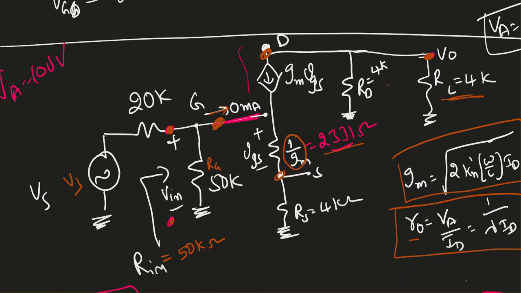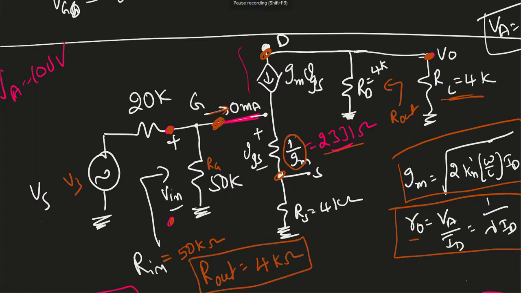Same thing here for output resistance. When finding output resistance, I shouldn't have any input source voltage, so my VGS is going to be 0 and this value becomes 0. Looking at my output terminals, my output resistance Rout is going to be only 4 kilo ohm in this case. When we're finding output resistance, you shouldn't include the load resistance because this is the output resistance of the whole circuit.